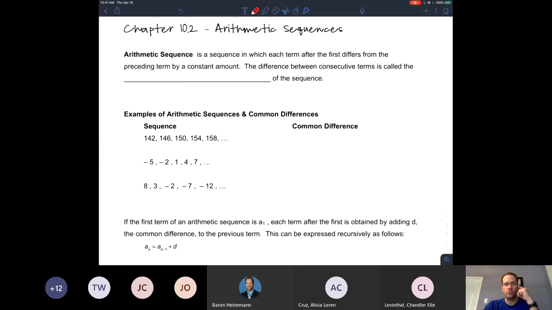Okay, you should have printed out blank notes for this. If you have not printed out blank notes, then you should be writing this on a separate sheet of paper, or wait and come back and watch this video later.